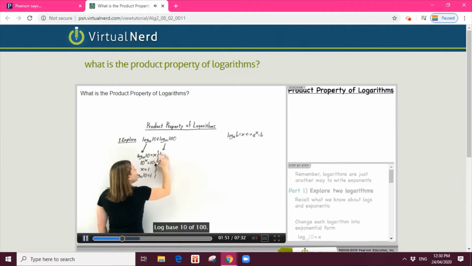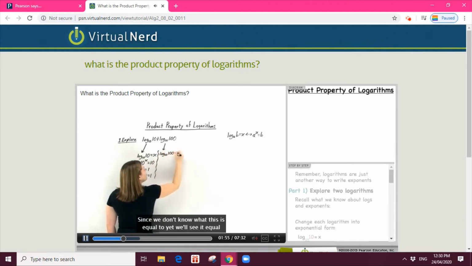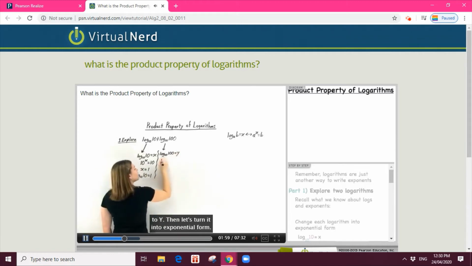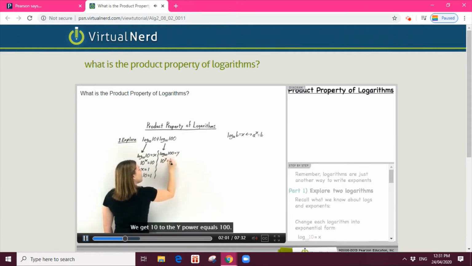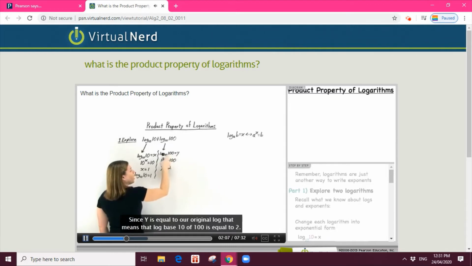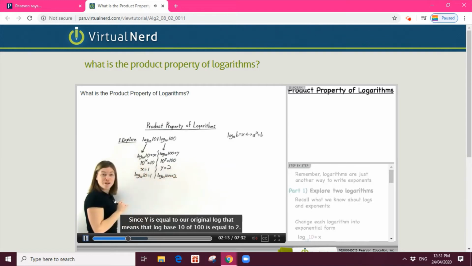Log base 10 of 100. Since we don't know what this is equal to yet, we'll set it equal to y. Then let's turn it into exponential form. We get 10 to the y power equals 100. Solving, we get that y is equal to 2. Since y is equal to our original log, that means that log base 10 of 100 is equal to 2.